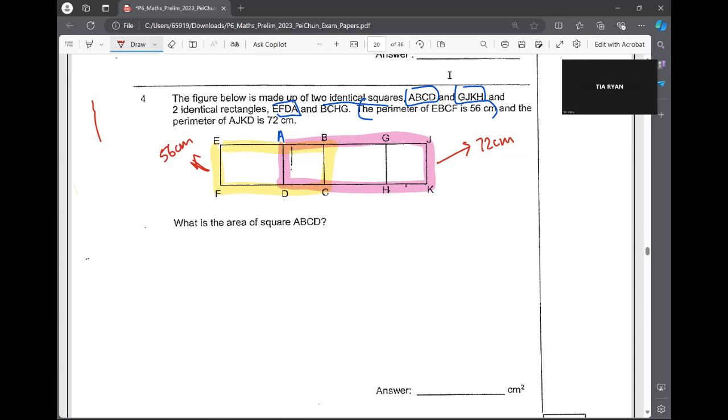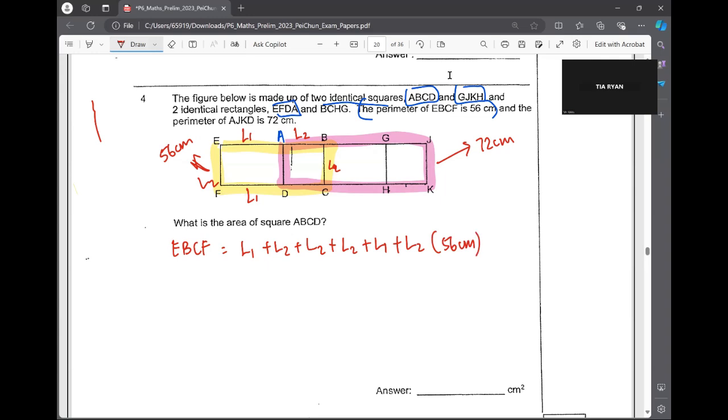say that the length of the rectangle is length 1, and the length of the little square over here is length 2. So we know that EBCF, this is also length 2. It's made up of what? The perimeter is made of length 1 plus length 2 plus another length 2 plus length 2 again, and then plus length 1 here plus length 2. This is what makes up the EBCF perimeter, which is 56 cm.